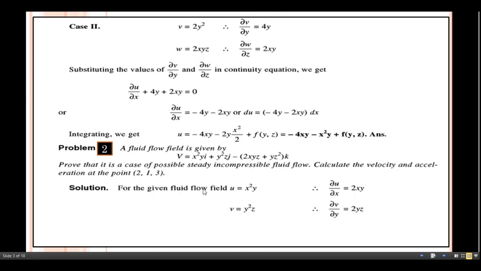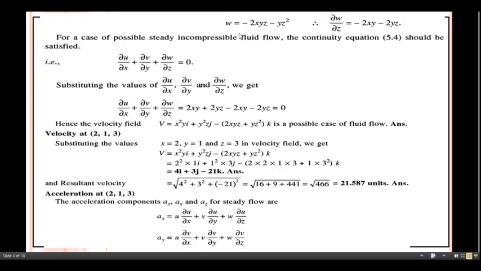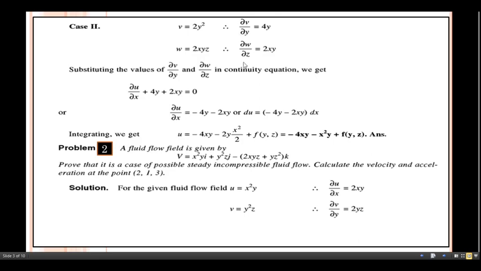For the given fluid flow field, the basic equation for velocity in vector form is V equals u i plus v j plus w k. In this way the velocity form is with us. Now if you compare, what do we get here: u is nothing but x squared y, v is y squared z, and similarly w we can get as minus 2xyz minus yz squared. This term indicates the w term.